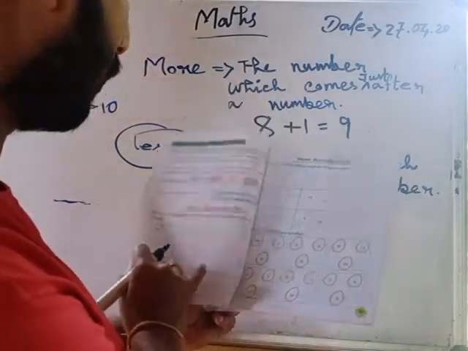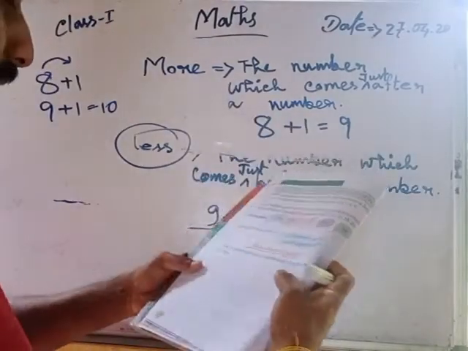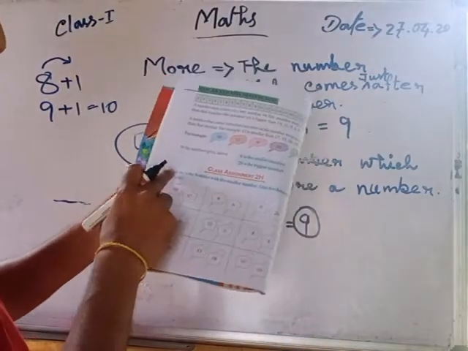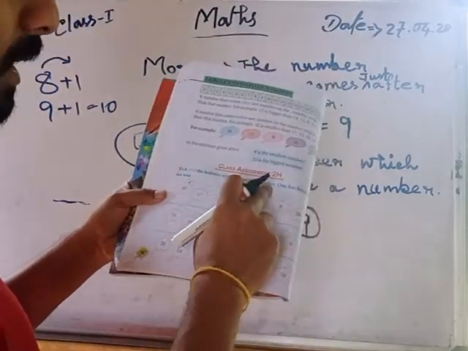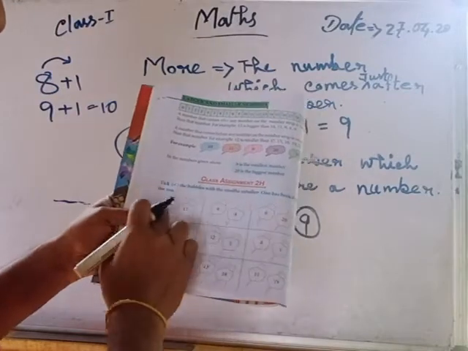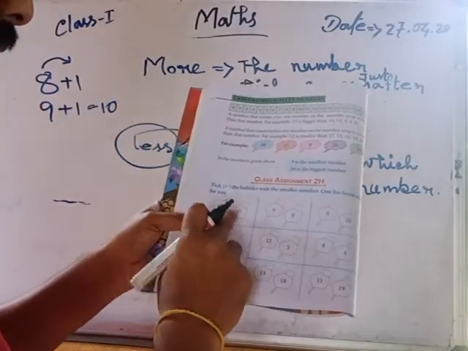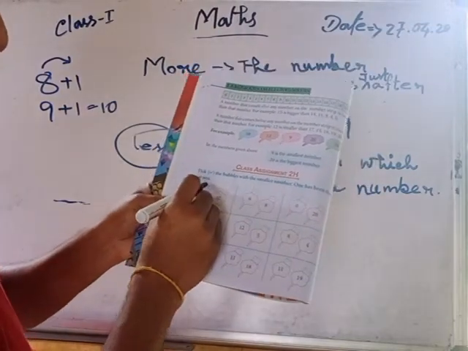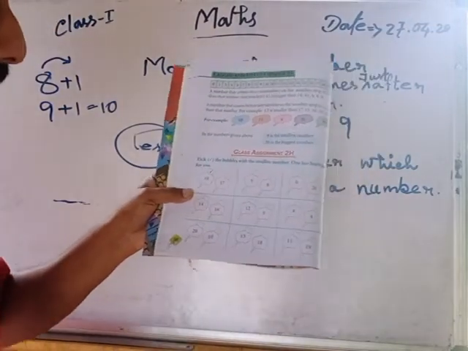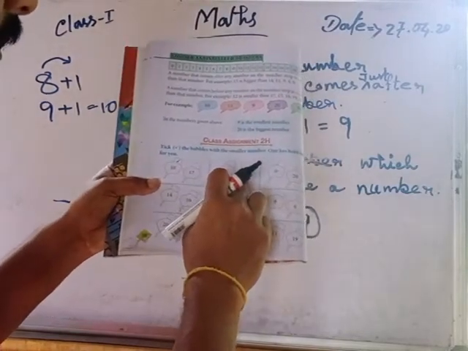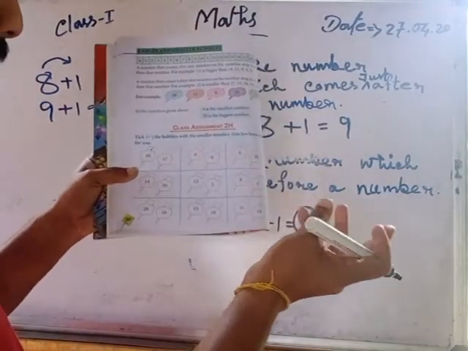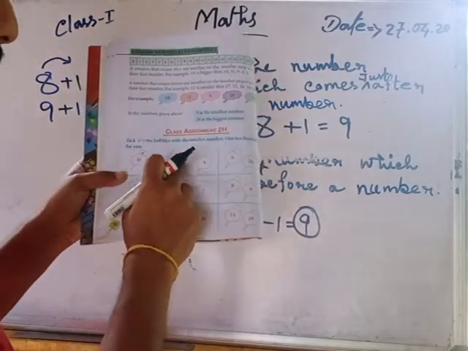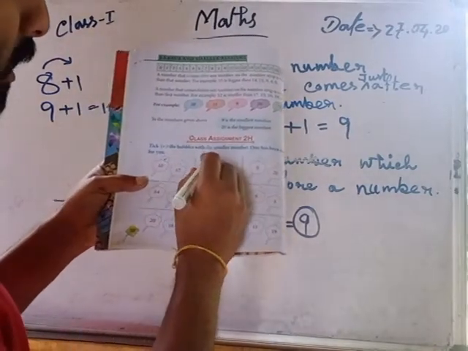After that, tick the bubbles. This one is called the bubbles. Tick the bubbles with the smaller number. One has been done for you. If it is less or smaller, at that time you should tick that bubble. Which one is smaller, 6 or 8? Come, 6. After 6 is 8. That means 6 is the less or smaller number. That means you should tick in here.